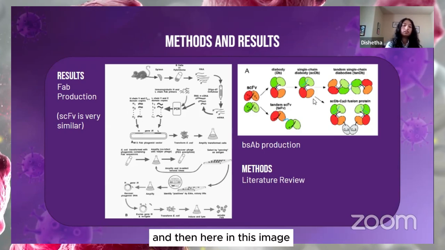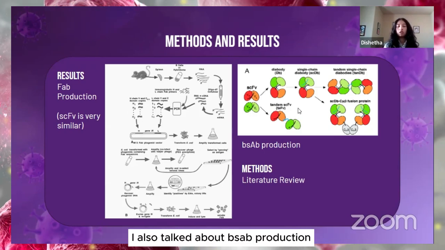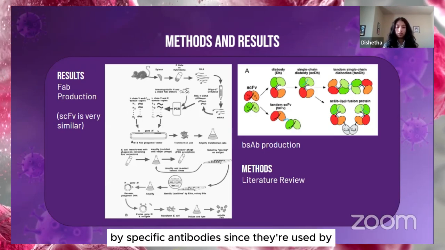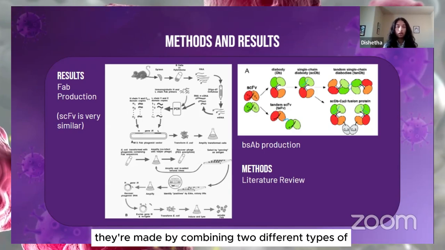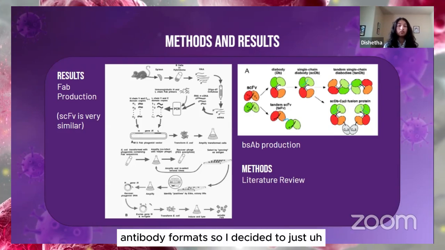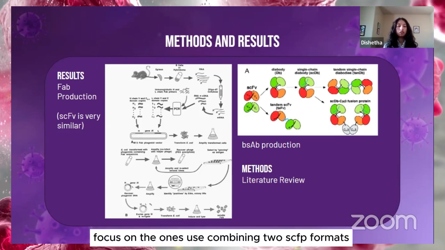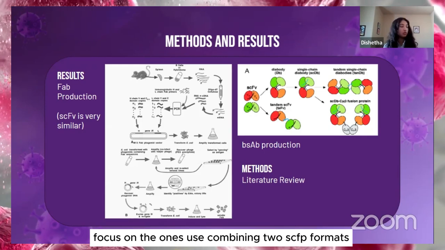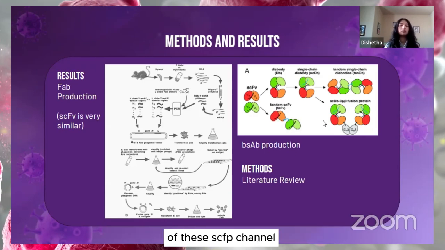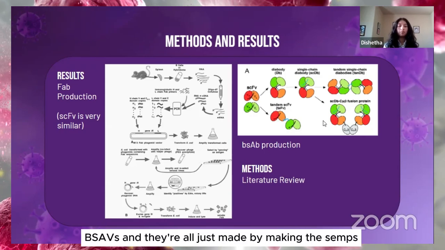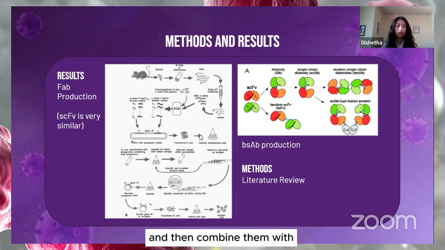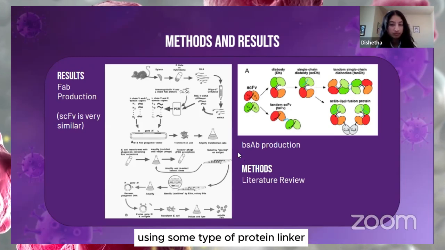And then in this image, I also talked about BsAb production, bispecific antibody production. There are various different formats of bispecific antibodies, since they're made by combining two different types of antibody formats. So I decided to just focus on the ones combining two scFv formats. And here are examples of various types of these scFv tandem BsAbs. They're all made by making the scFvs and then combining them using some type of protein linker.